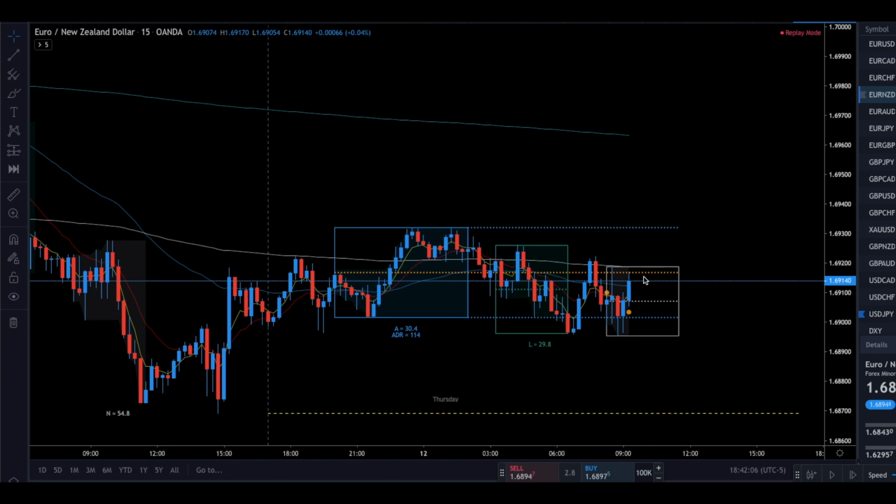So that's one. The second thing that I see wrong with it is that you have basically the 50 and both the 200 EMAs riding on top of price.